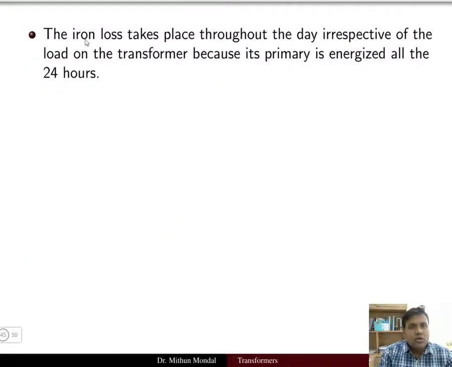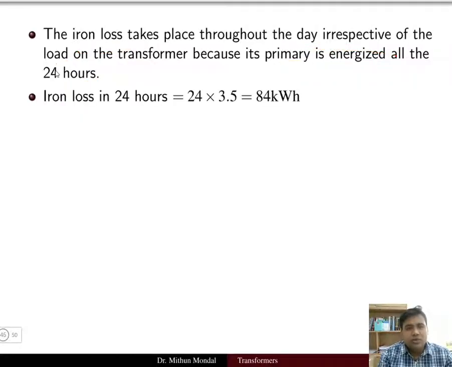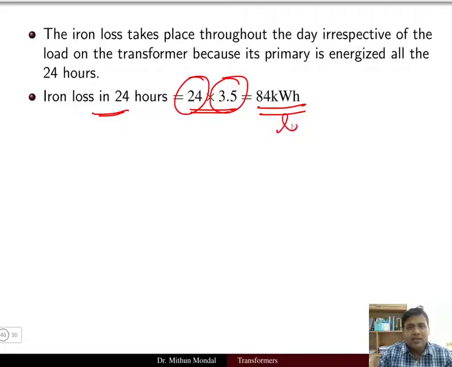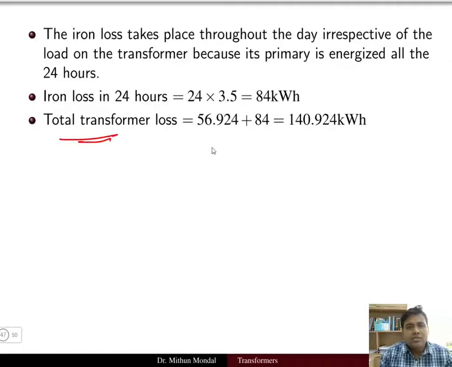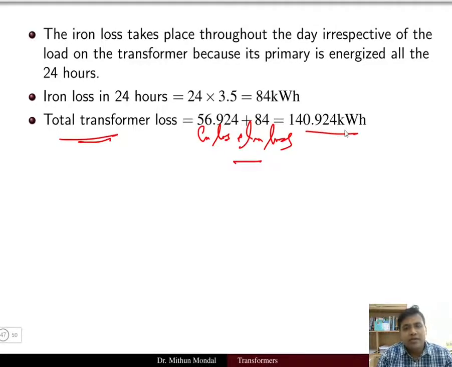Iron loss is a constant loss and it remains throughout the day irrespective of the loading, because the primary is energized all the 24 hours. So iron loss will be constant. Iron loss in 24 hours will be 24 into 3.5. We have 24 hours per day and 3.5 kilowatt, the information given under the full load condition. So you have 84 kilowatt hour, that is the energy. This is the energy loss in iron. The total transformer loss will be the sum of the iron loss plus copper loss. So here we are getting 140.924 kilowatt hour as the total transformer loss.